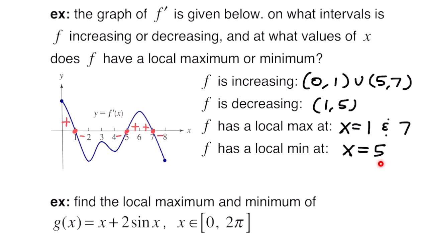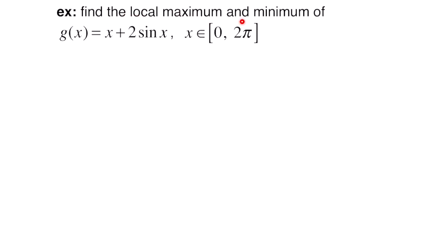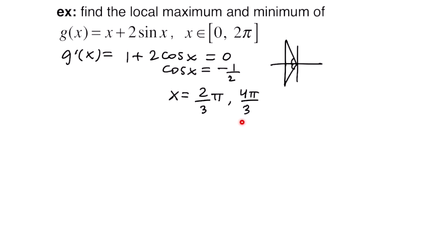This example says find the local maximum and minimum of g of x, which equals x plus 2 sine x, and then it gives us a condition that x is an element of the interval from 0 to 2 pi. So we take the derivative of g and we get 1 plus 2 cosine x. So to find our critical values, first we check to see if there's anywhere where this doesn't exist. And since it's cosine of x, that won't produce any critical values. So next we're going to take it and set it equal to 0 and solve. So we get 2/3 pi and 4/3 pi.